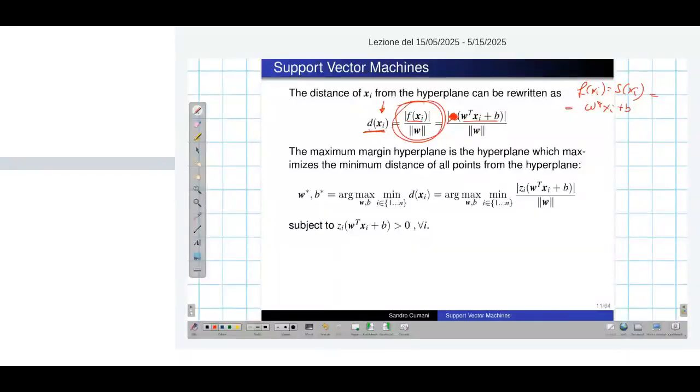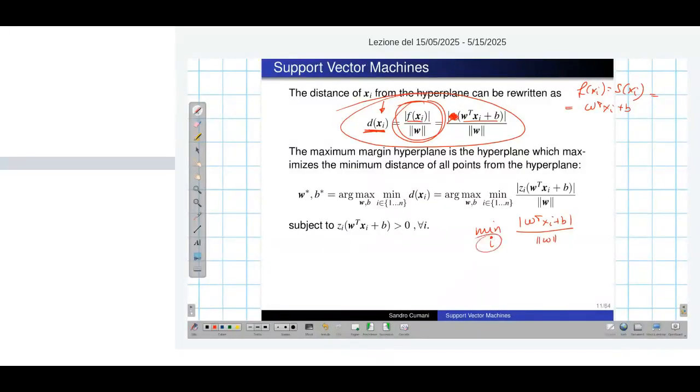Which means that our goal is to do what? Find the hyperplane whose minimum distance is maximized. So we need to find among all hyperplanes the one that has the maximum margin. How can I define the margin? The margin is the minimum of the distances, the minimum over the samples of the distance. Or if I replace it with what is written there, the absolute value of W transpose Xi plus B.